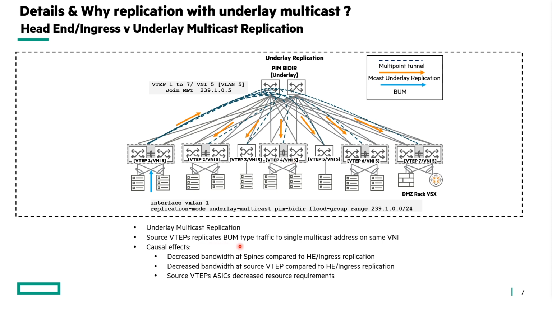So the source VTEP replicates BUM type traffic to a single multicast address on the same VNI, as we just showed. And the causal effects are decreased bandwidth at spines compared to head-end ingress replication, decreased bandwidth at the source VTEP compared to head-end replication too, and also the source VTEP ASICs have a decreased resource requirement too. Overall, this lends itself to enable right-sized designs and improve capacity and scaling of single fabrics.